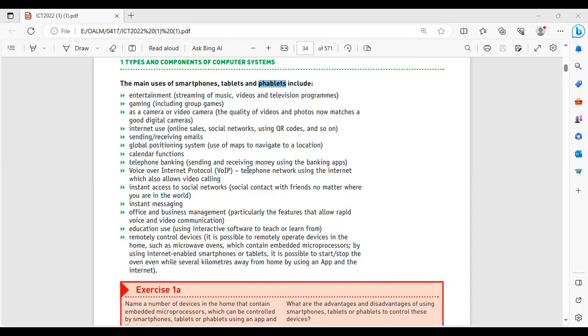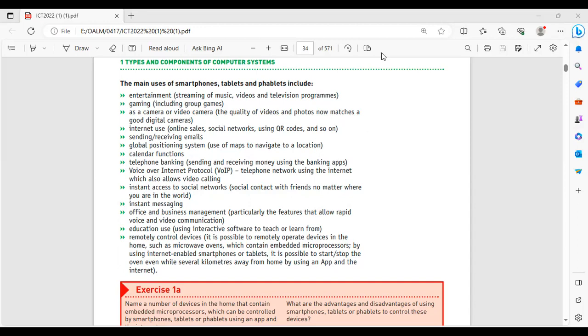Smile, can you briefly explain the use of these three devices? Yes, sir. The main uses of smartphones and tablets are firstly entertainment. We could stream music, videos, or other television programs. It could be used for gaming, which includes group games like online games we could play with our friends. The camera quality of the videos and photos taken on smartphones and tablets is comparable to a good digital camera.